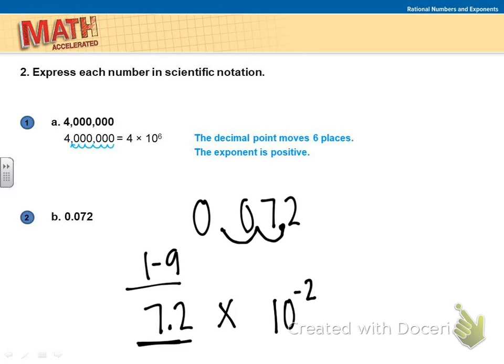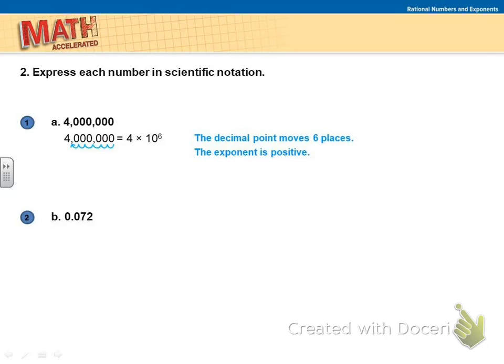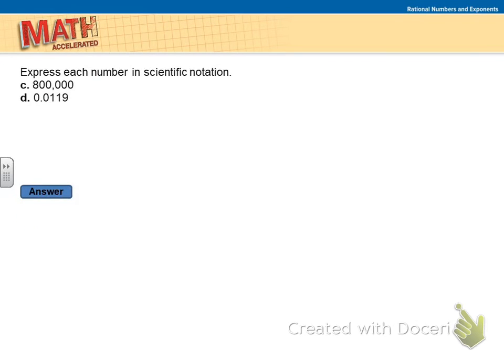All right, y'all do C and D. All right, good. So, C, Ethan, what'd you get? 8 times 10 to the 5th. Good. And then for D, Avery, what'd you get? 1.19 times 10 to the -2nd. Good.